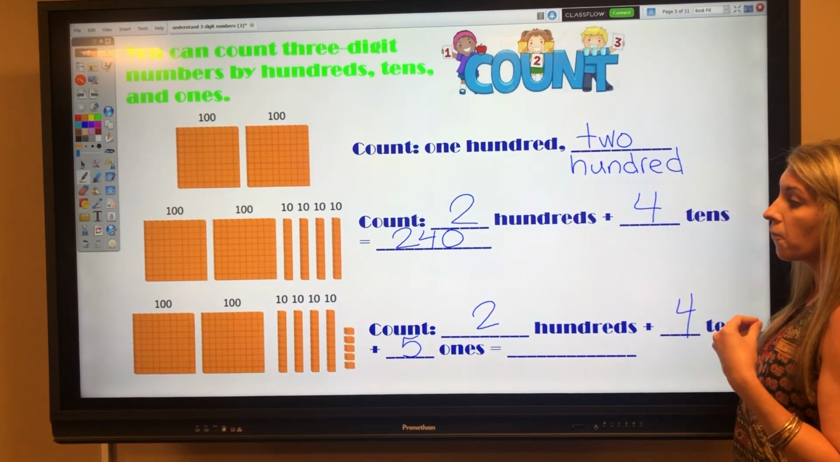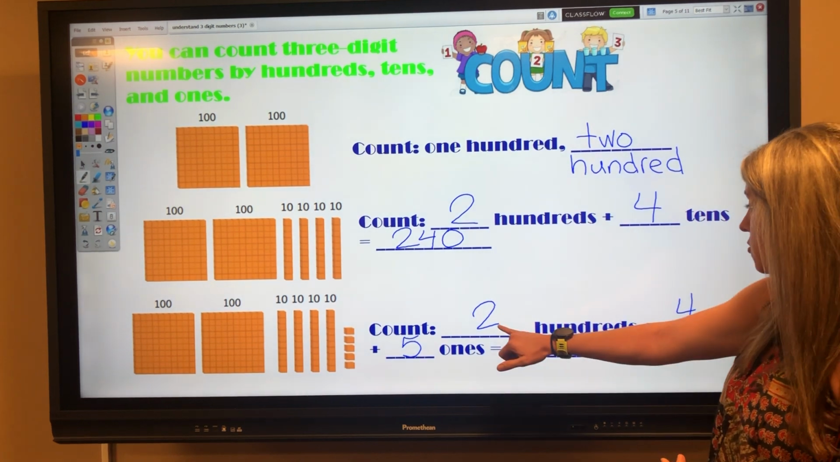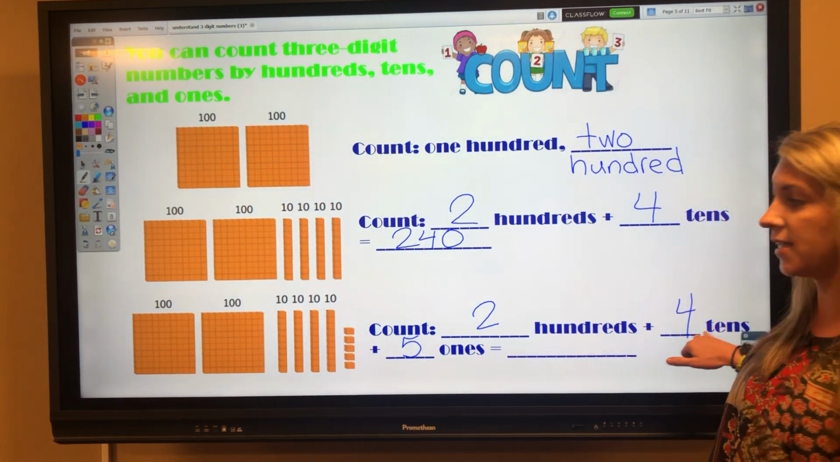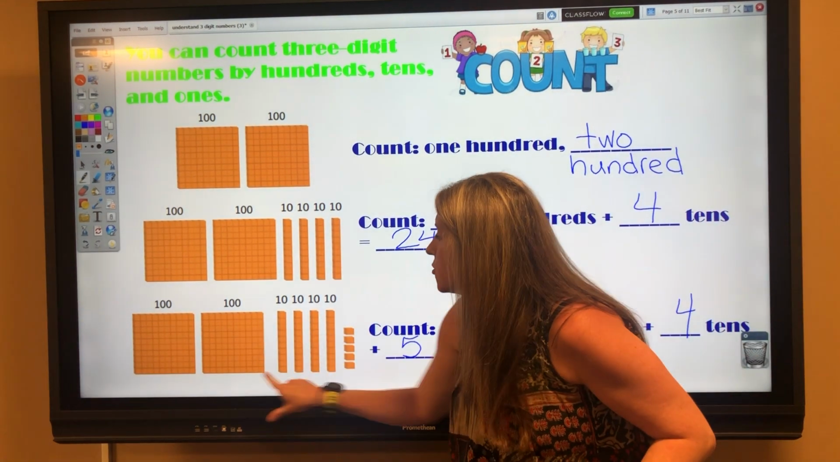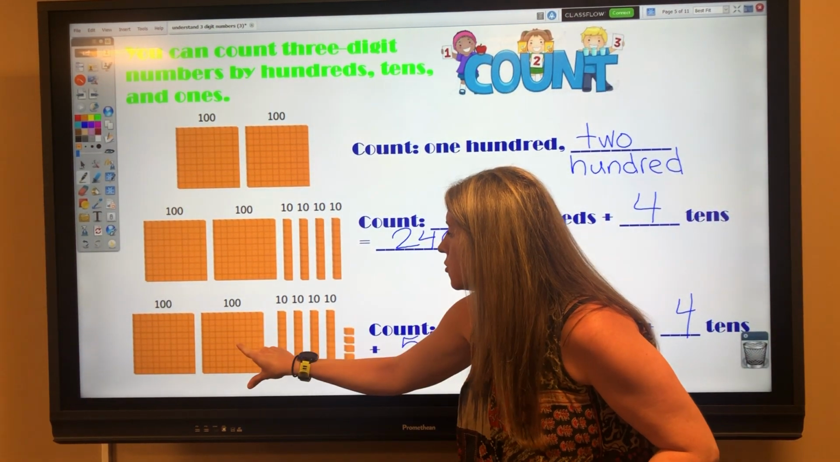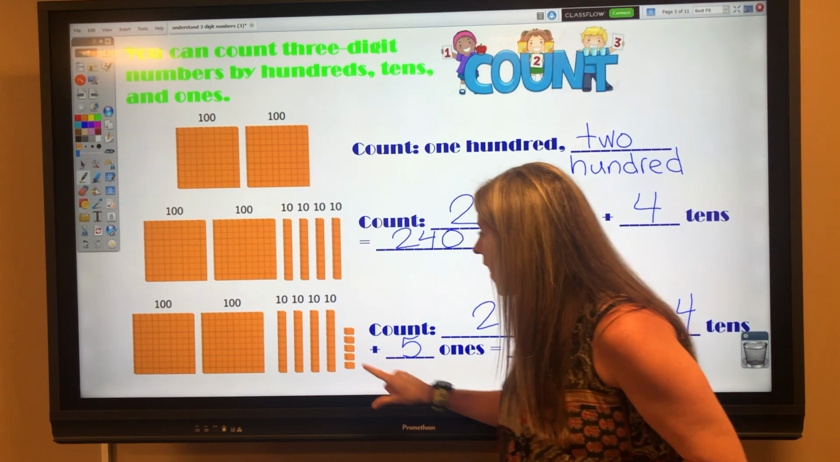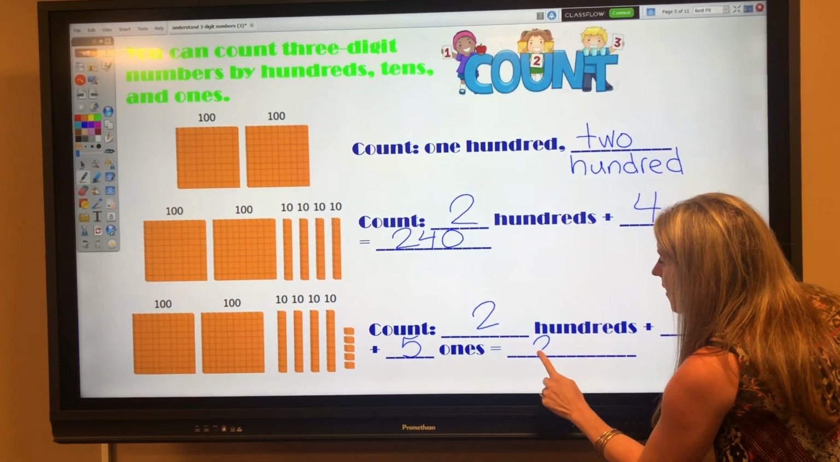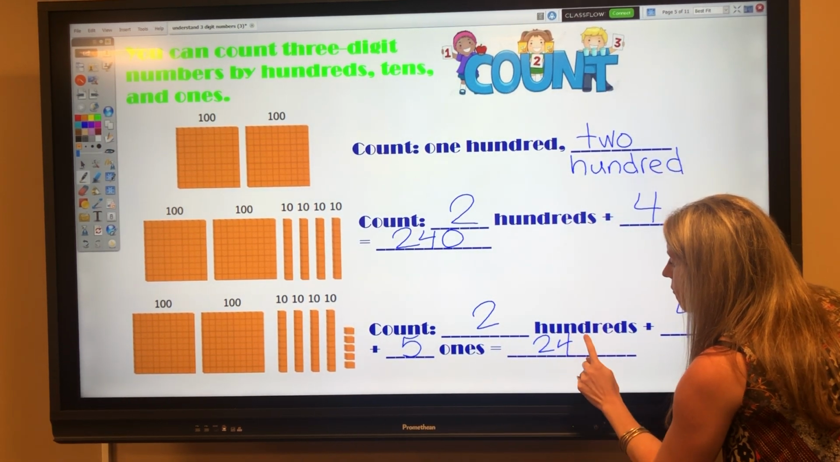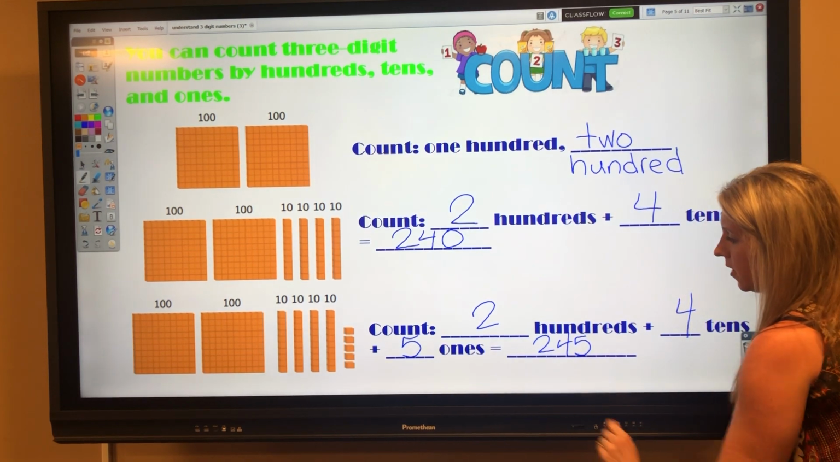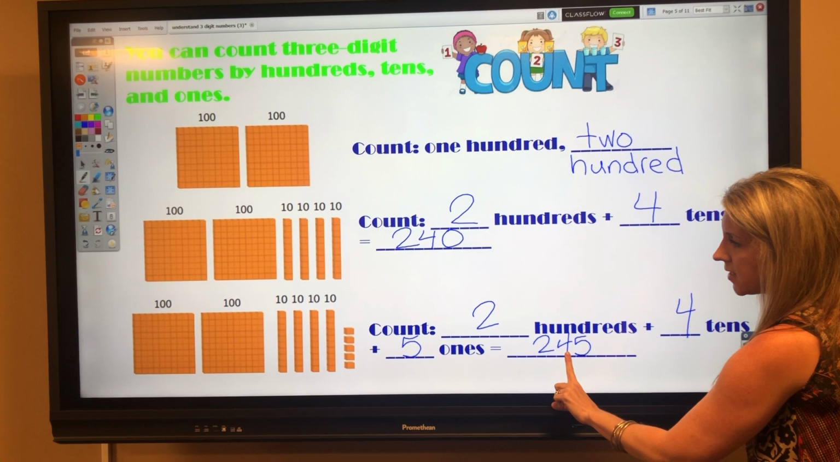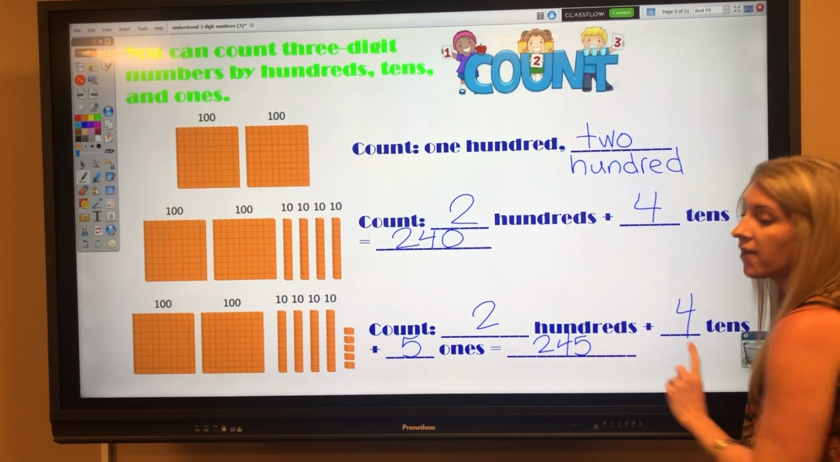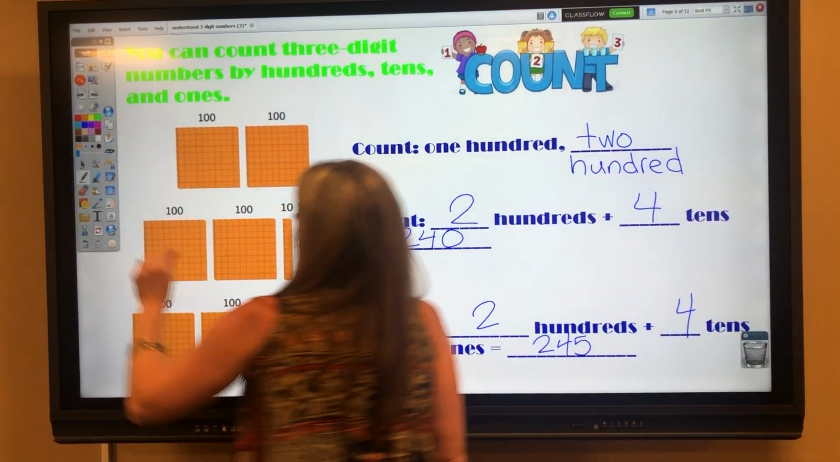So as we were writing the standard form for this, 2 hundredths plus 4 tens plus 5 ones, we counted all together 245. So you would write it 245. 2 in the hundreds place, 4 in the tens place, and 5 in the ones place.